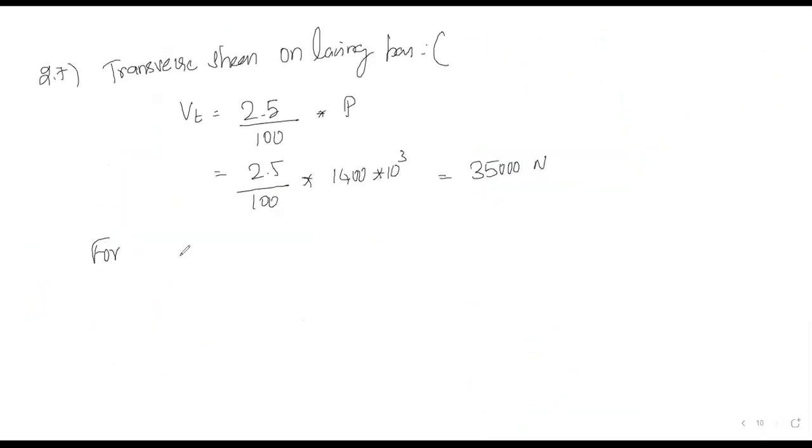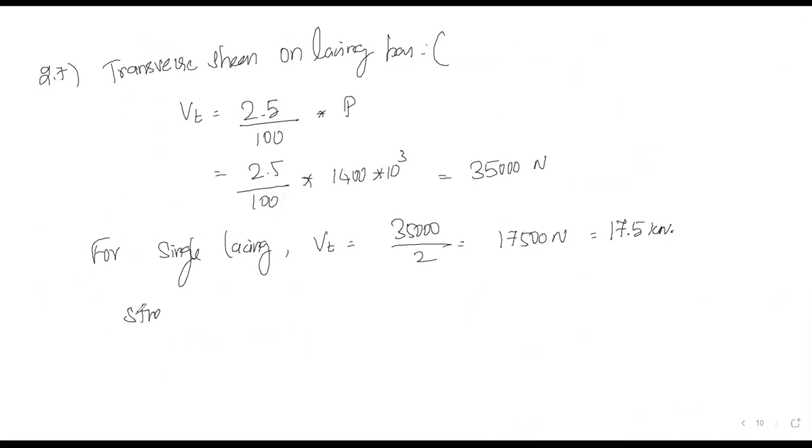So for single lacing, the shear force VT is equal to 35,000 divided by 2, so it becomes 17,500 Newton, which is nothing but 17.5 kilonewton. This is the shear force VT. So the strength of bolt in shearing is how much? Strength of bolt in shear, that we have to calculate now.